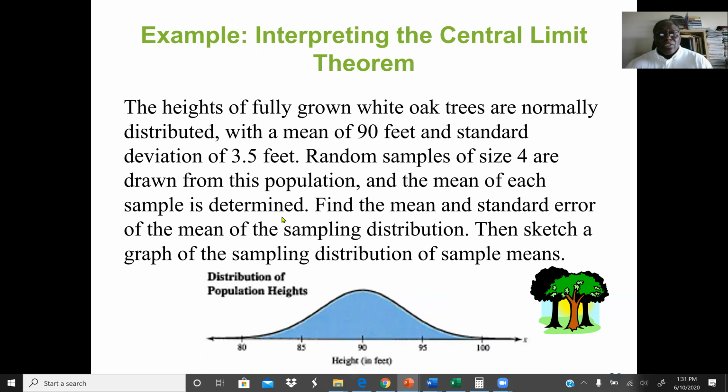So we have another example here. We say the heights of fully grown white oak trees are normally distributed. So the first keyword is normally distributed, with a mean of 30 feet and a standard deviation of 3.5. Random samples of size 4 are drawn from this population, and the mean of each sample is determined. Now the question says we should find the mean and also the standard error of the mean of the sampling distribution. Then we should sketch the graph of the sampling distribution.